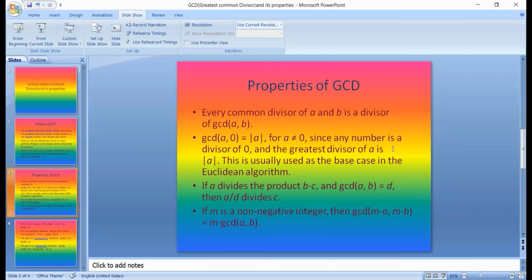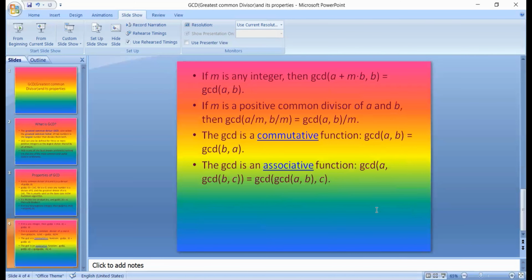Now if A divides the product B times C and the GCD of A comma B is equal to D, then A divided by D divides C. Why? Because D is the common factor of A and B, and so A divided by D and B divided by D are co-prime. The next property says that if M is a non-negative integer, then the GCD of M times A, comma M times B is equal to M times GCD of A, comma B.